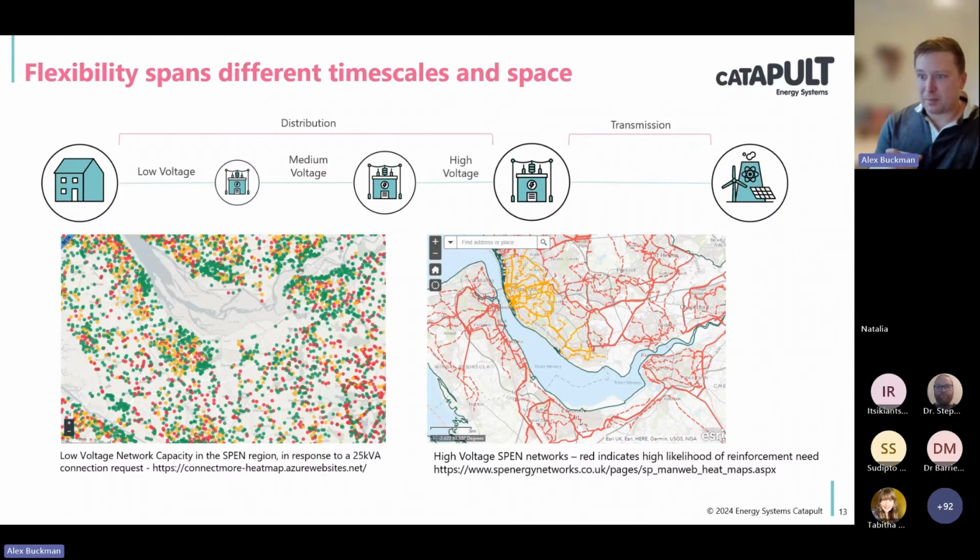SPEN are one of the network operators, and they operate both in Scotland but also in the Cheshire and Warrington area, around northwest England.